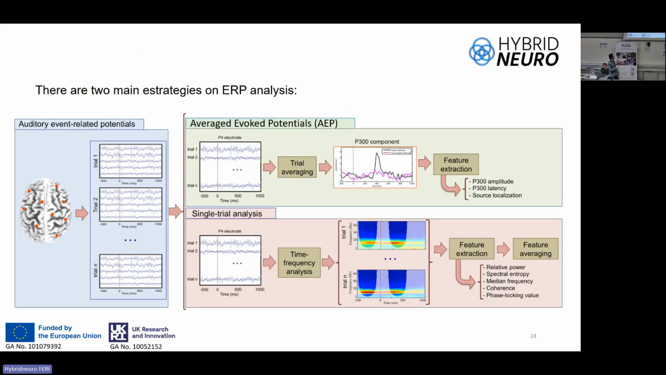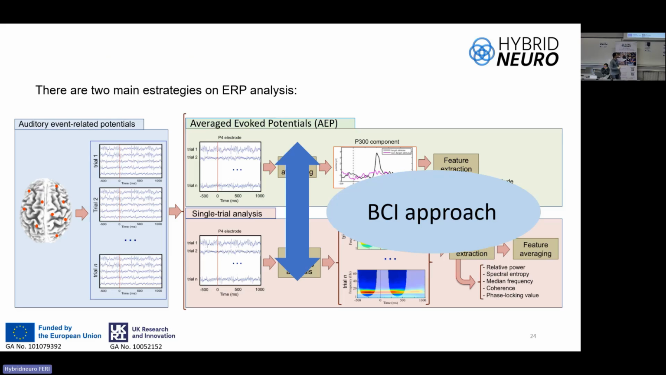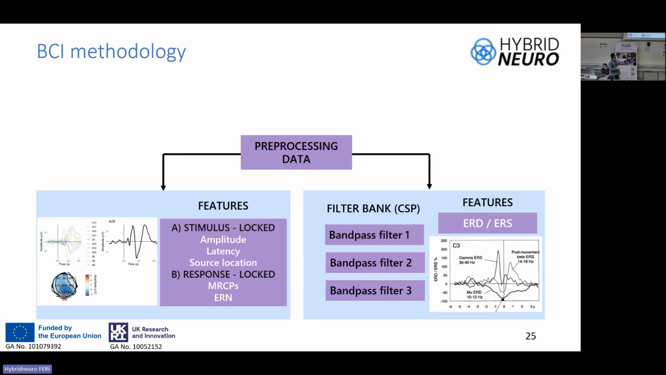So I have explained the average evoked potentials and single trial analysis, but what happens with the BCI methodology? BCI approaches are between the two of them. It does not use only average and it does not use only single trial analysis. So from BCI data, you can obtain some stimulus-locked or response-locked potentials. In this case, we can use the amplitude, the latency, and performance of localization. And so we can obtain these motor potentials.